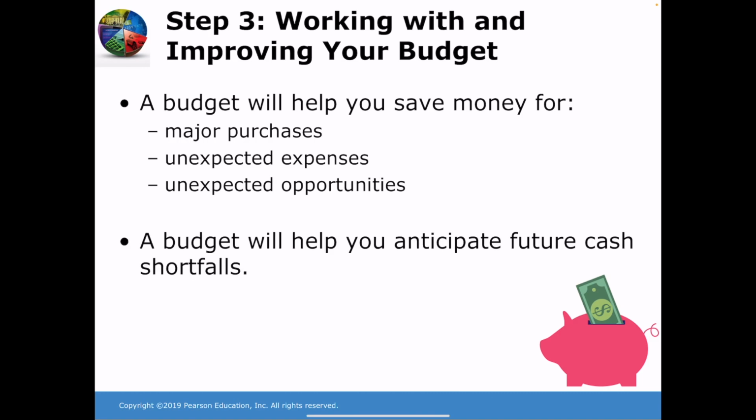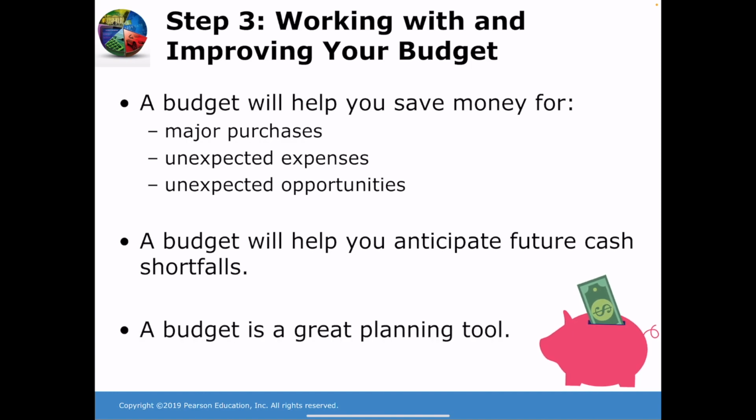A budget will help you anticipate future cash shortfalls. People might have a little bit less money, and then all of a sudden they realize they need to purchase some Christmas gifts. Okay, a budget is a great planning tool.